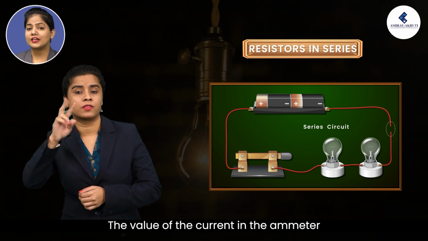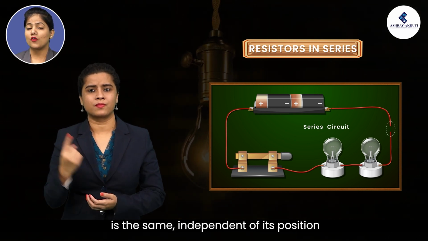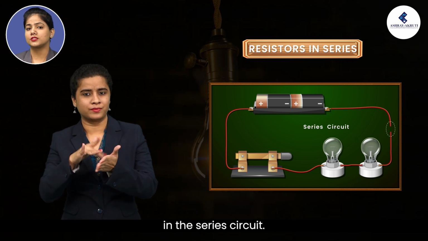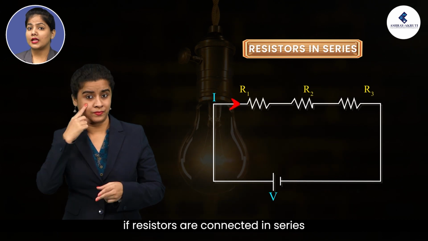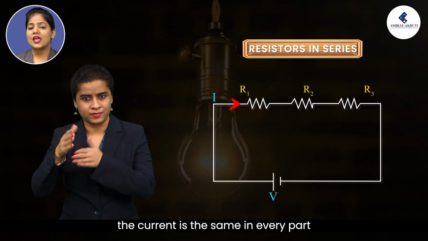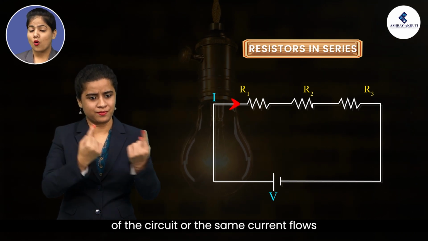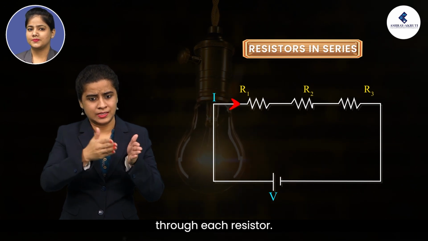The value of the current in the ammeter is the same, independent of its position in the series circuit. Thus, if resistors are connected in series, the current is the same in every part of the circuit, or the same current flows through each resistor.